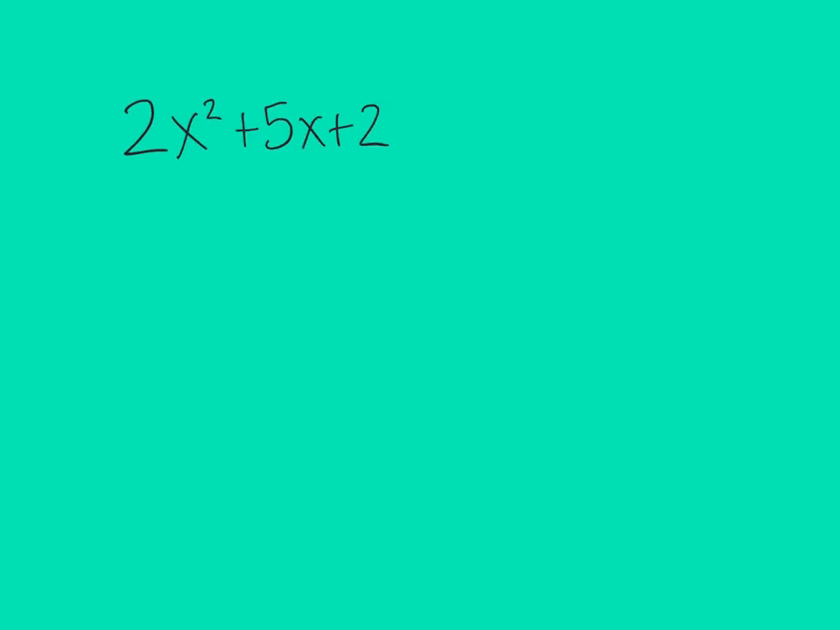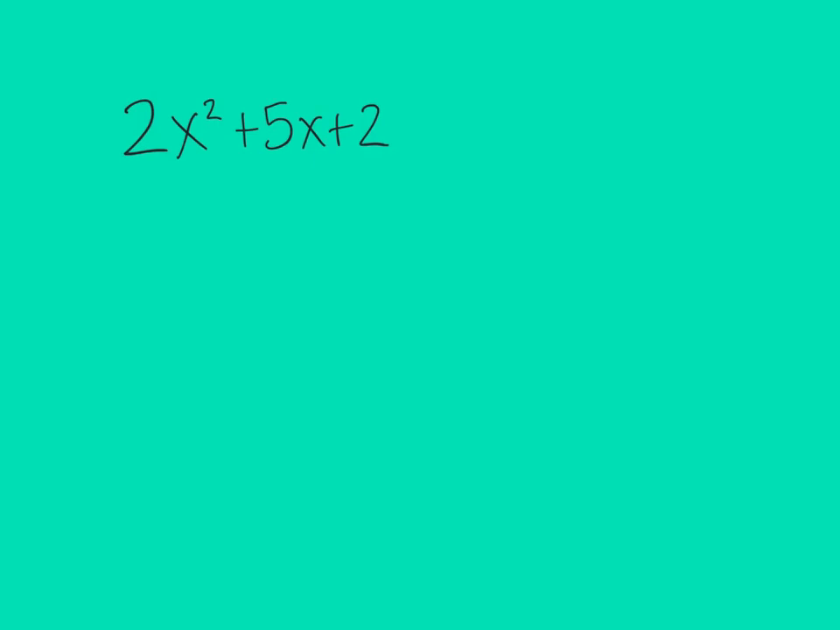Alright, so here's the first problem. The first step that I always follow when I have a trinomial with a number other than 1 next to the x squared, I'm going to check to see, is there one number that I can divide into all 3 of these terms, 2, 5, and 2. And no, there is not a number I can divide into all 3 of these. So I'm going to start off right away with the AC method.